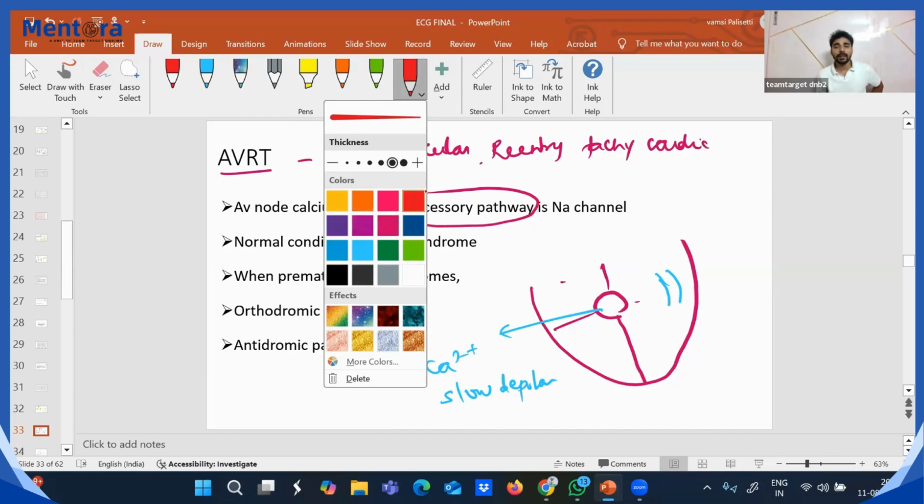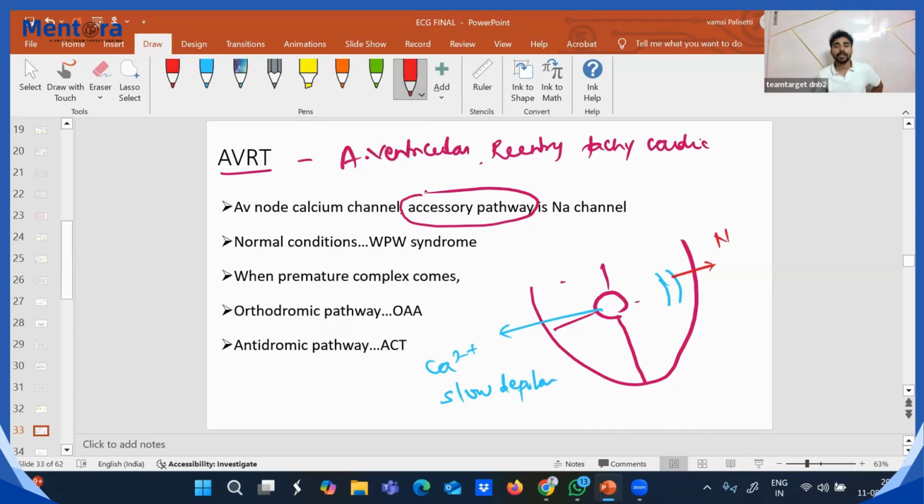The accessory pathway is a sodium channel, so it is fast depolarizing. Simple, the same concept is repeated: slow depolarizing pathway, fast depolarizing pathway. Two pathways of different electrical impulses are there. This is the patient's condition in Wolff-Parkinson-White syndrome. Some patients will have an accessory pathway, which is a sodium channel with fast depolarization, and the AV node is the other pathway, a calcium channel with slow depolarization. Clear?